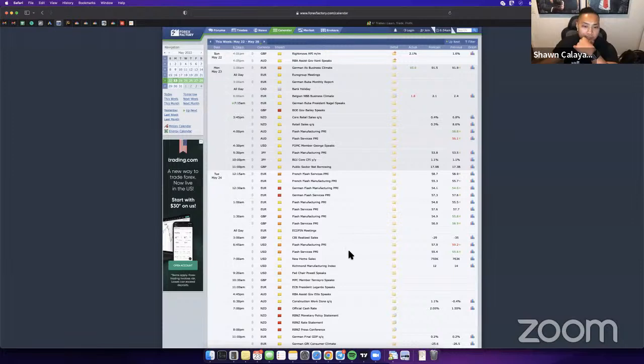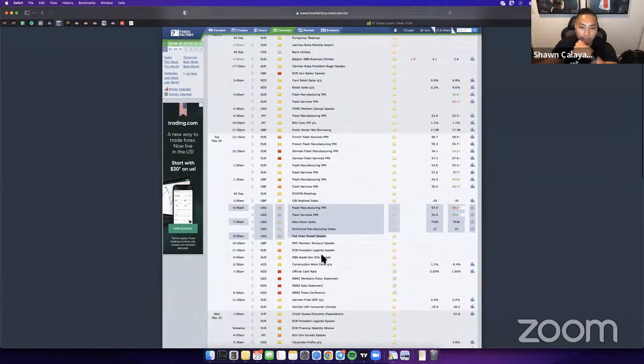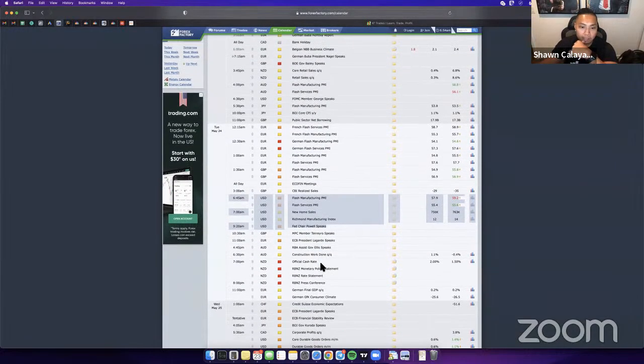So tomorrow we actually have news. We have news tomorrow at 6:45: flash manufacturing PMI, flash services PMI, new home sales, Richmond manufacturing index, and Powell is going to speak tomorrow too. So tomorrow, market might be super volatile. Even though I didn't take trades today, I might take some trades tomorrow. And yeah, we might expect price to push up higher.